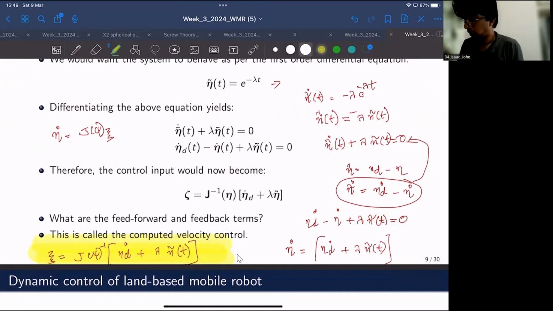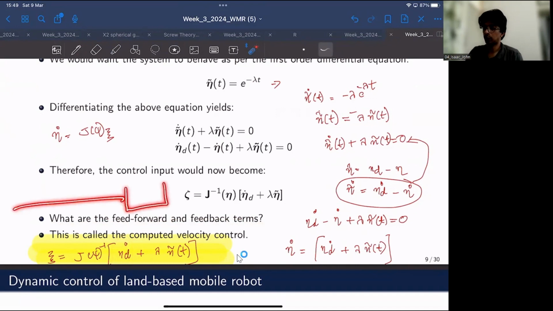So what kind of control law is this? Is this a feed forward law, or is it a feedback law? Or in other words, what are the feed forward and feedback laws? As you can see, the eta desired dot term is a feed forward term. This will come directly from the trajectory planner onto the controller. And this term, eta tilde, is actually the feedback term.